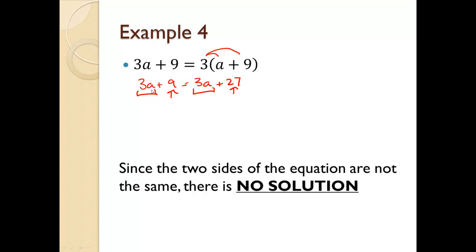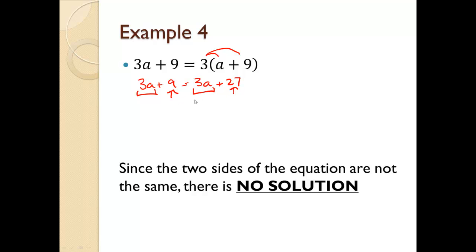So let's say, for example, a was 1. 3 times 1 is 3 plus 9 is 12. Over here, 3 times 1 is 3 plus 27 is 30. 12 does not equal 30. Now let's say you didn't recognize that. That's fine. It's not a big deal.